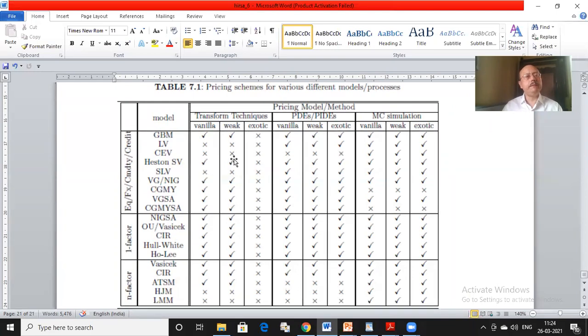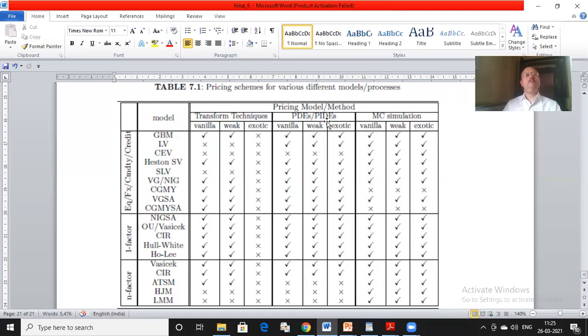If I have weakly path-dependent contracts, we have discussed some of them, which can be approximated under the transform techniques, I am still able to price derivatives under these models where I have a tick. But of course, if I have a properly path-dependent exotic option, transform techniques cannot work. We know that. So these are all crosses.